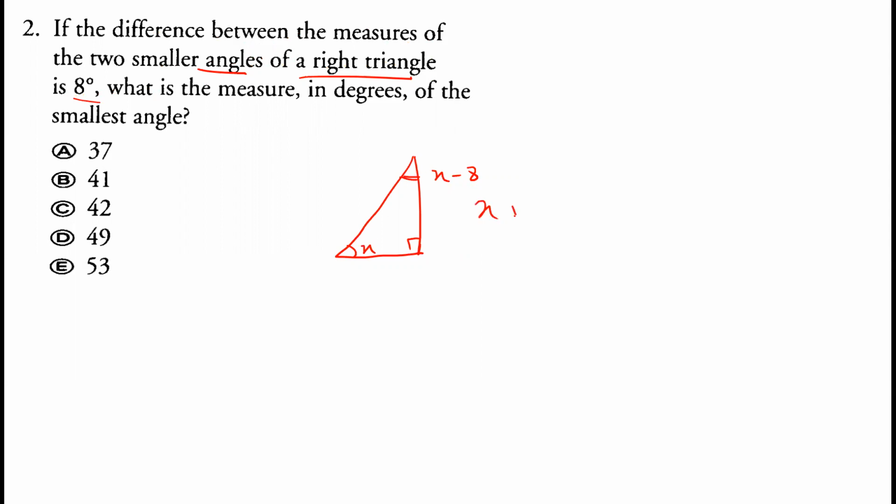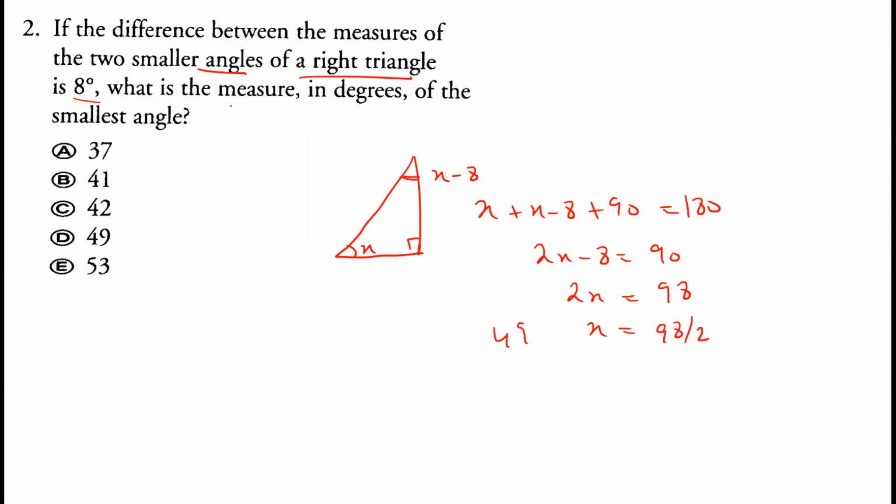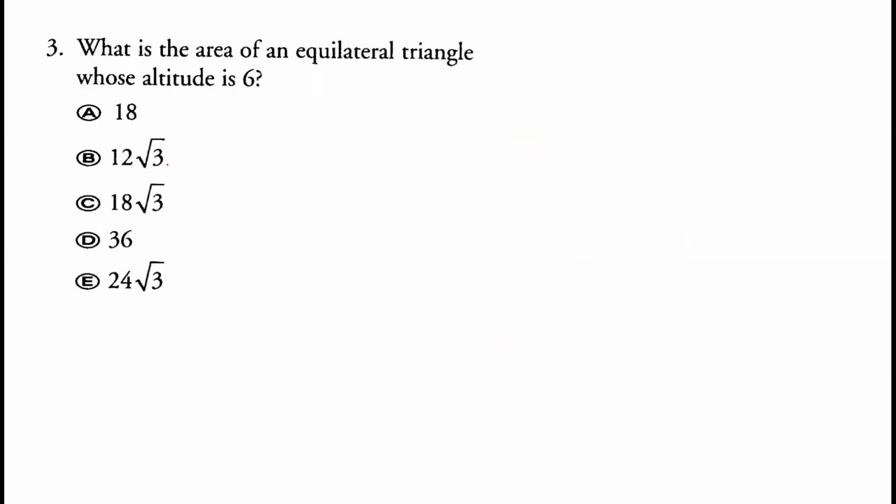So again, x plus x minus 8 plus 90 should be equal to 180. So 2x minus 8 equals 90. So 2x equals 98. So if we divide 98 by 2, we get 49. And we need to find out the smallest angle. So this is your smallest angle. So 49 minus 8 equals 41. So option B is correct.